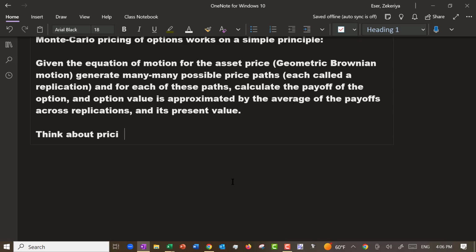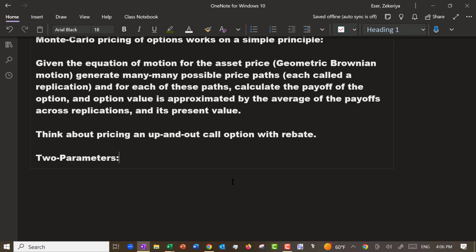Think about pricing an up and out call option with rebate. Here's how that works. Two parameters. One of them is a strike. That's the standard strike, in this case 100. And the second one is barrier. Let's call it 120.